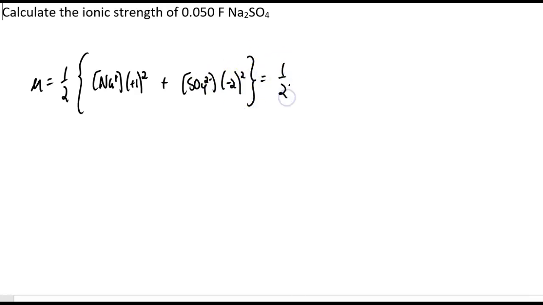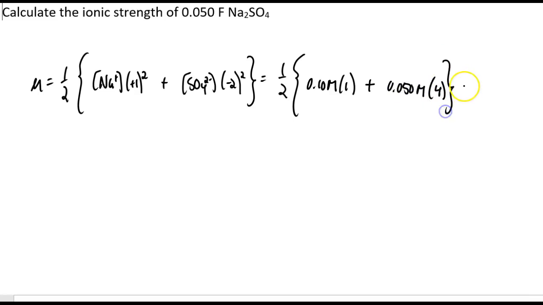So we have 1/2, and then what would be the concentration of sodium in this salt? Well, for every 1 mole of salt, we have 2 moles of sodium, so it would be twice this, wouldn't it? The concentration of sodium would be 0.1 molar. Its charge squared is just 1. And then the concentration of sulfate here would just be 0.05 molar. And its charge squared would be 4.